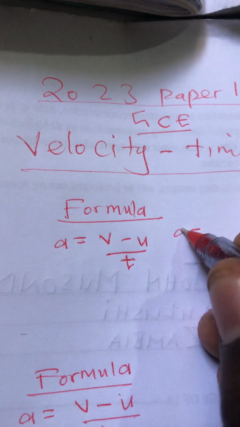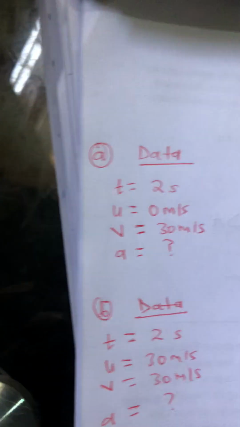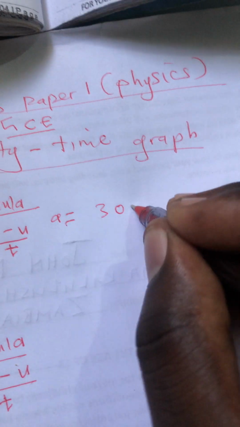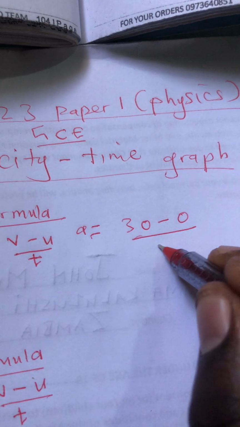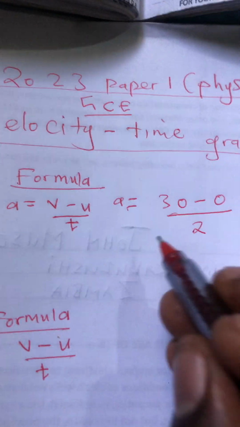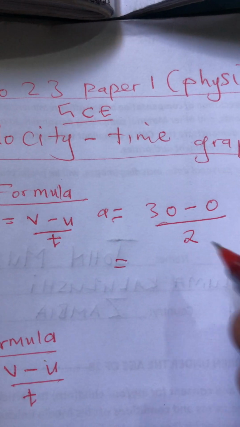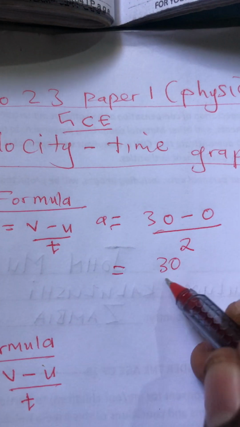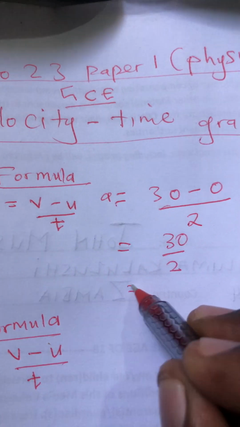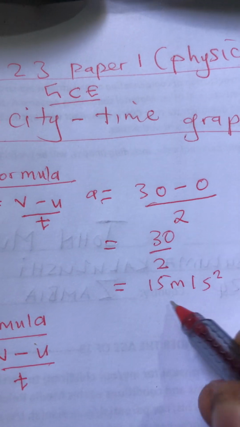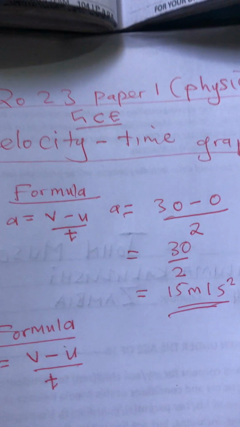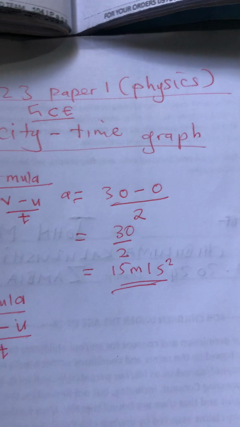So acceleration is equal to final velocity. What is the final velocity? This is 30. Then we subtract initial velocity, which is 0, and then you divide by time, which is 2. This is how we handle these questions. So 30 divided by 2, you're going to have 15 meters per second squared. This is how you can calculate acceleration using the velocity time graph.